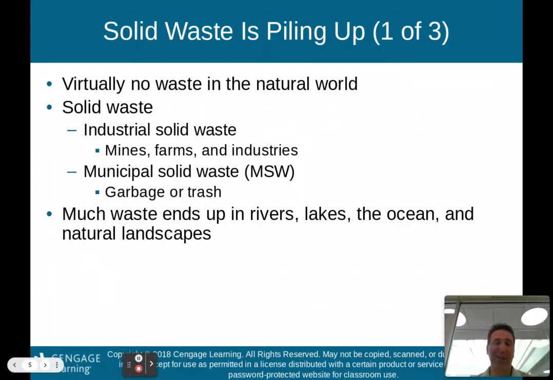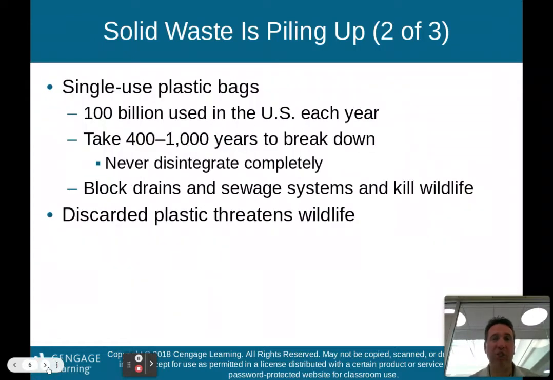Well, unfortunately, us human beings, we're changing the natural world, and so we are dealing with a lot of waste. So what do we talk about when we're talking about solid waste? Basically two types. We're talking about industrial solid waste, which could come from mines, farms, and industries, and we're talking about municipal solid waste, MSW. Okay, do understand that acronym. That's municipal solid waste, and that's our garbage or our trash that you and I actually throw out on a daily basis. Unfortunately, much of the waste ends up in rivers, lakes, oceans, and natural landscapes. Again, we spoke about that in a previous chapter.